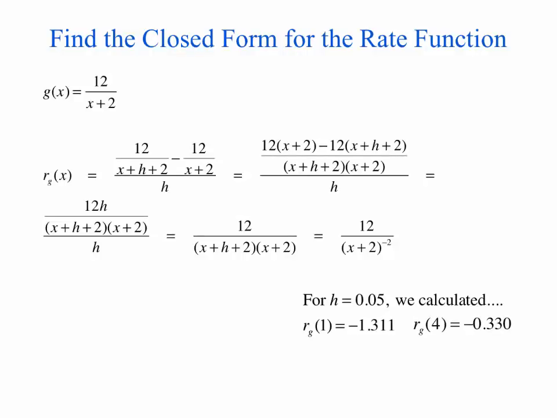Also, for 4, we got negative 0.33 when we did 4 using the individual points on the curve, with an h of 0.05. Find an exact value for the rate of change of g at x equals 4. Find the exact value.